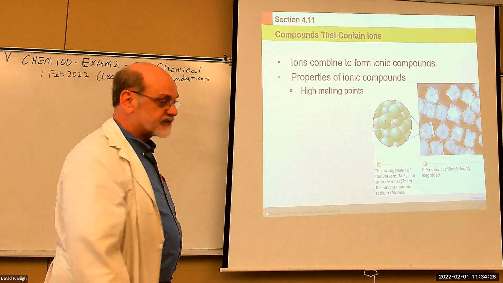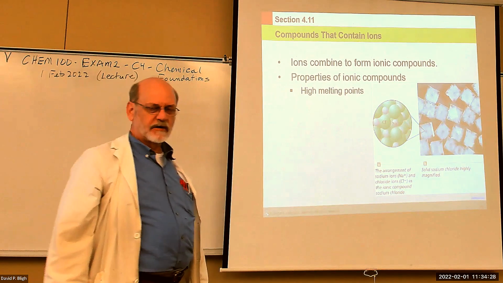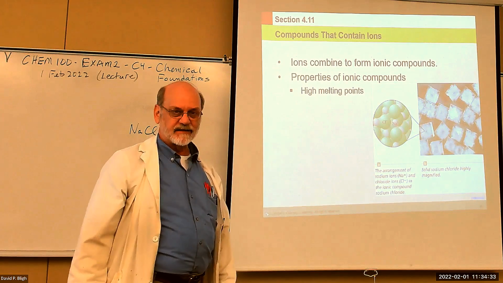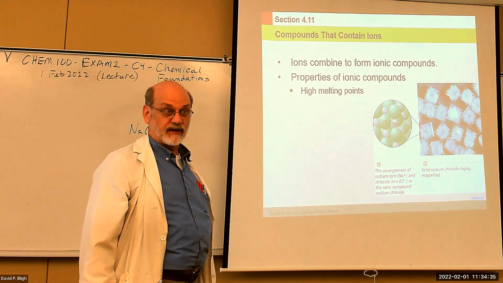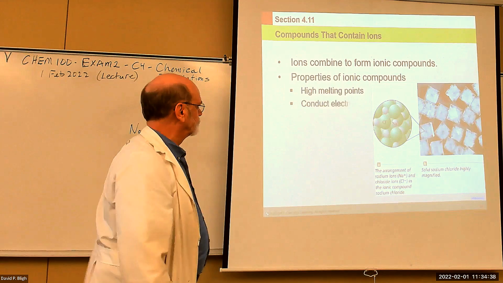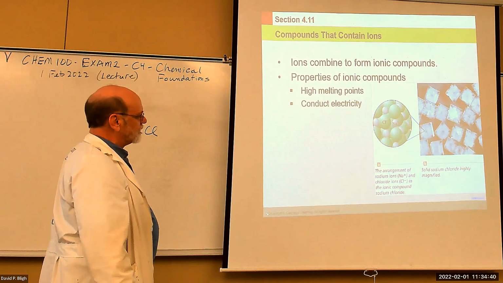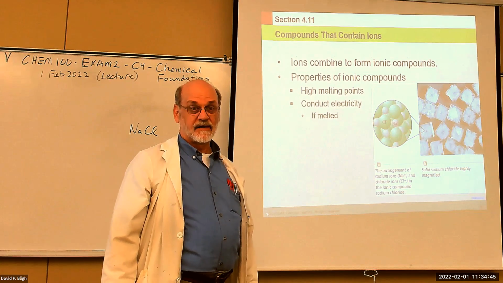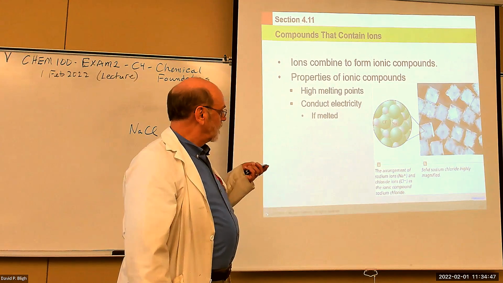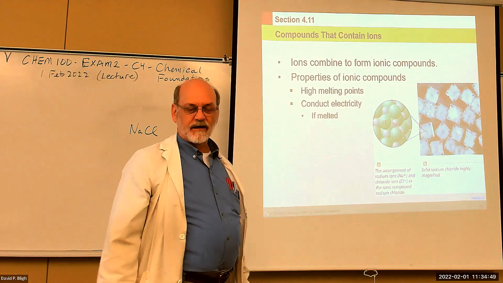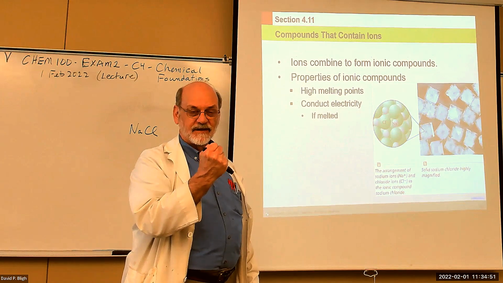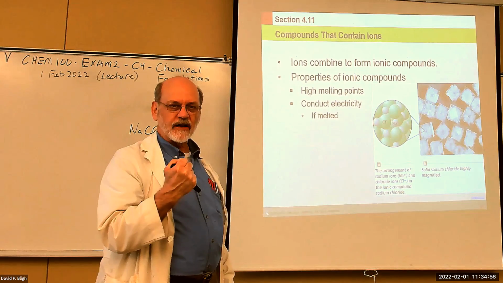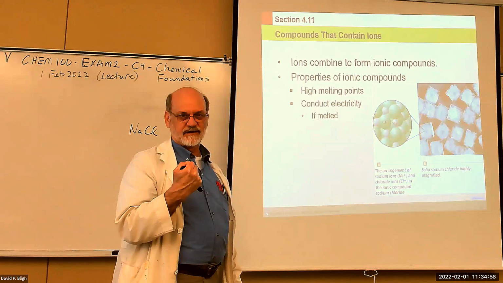These ionic compounds typically have very high melting points. The bond between them is extremely strong. So it takes a lot of heat to turn that solid into a liquid. It can be done. They conduct electricity only if they're melted. Right? In the solid form, what are these ions doing? They're locked in place. They can't move, so they won't conduct electricity. Solid sodium chloride is an insulator.